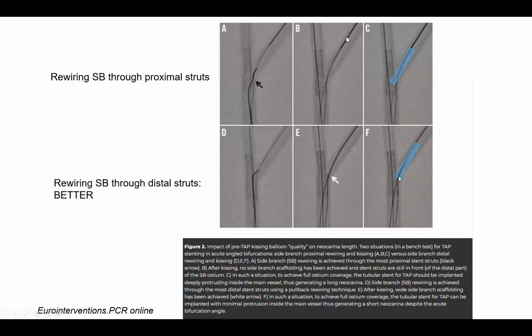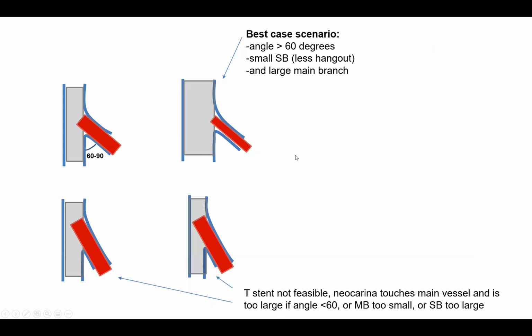Well, when you're crossing through the distal struts, you're scaffolding that upper arm of the side branch, and therefore you need to put a shorter stent and shorter overhang to cover that upper arm of the side branch. And that's why wiring the distal strut is helpful in TAP. It allows you to have less overhang. Again, you really need to do stent boost to see all those things.